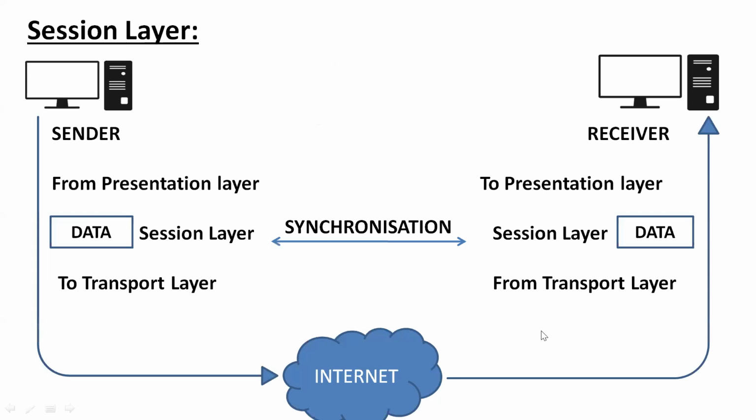Then we have the session layer. Here we have the sender and here we have the receiver. From the presentation layer to the presentation layer, the data goes to the session layer, where synchronization is done, and at the receiving session layer the data is received. Then we have the transport layer, and here we have the internet.